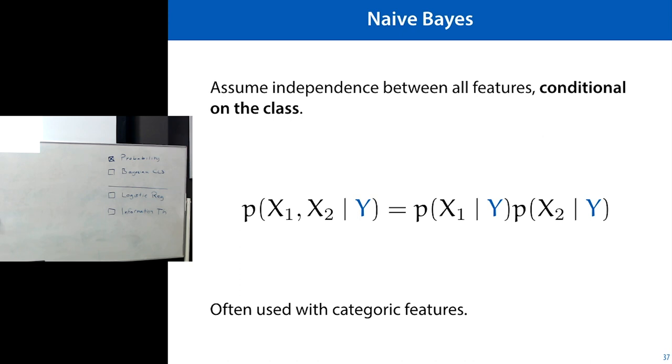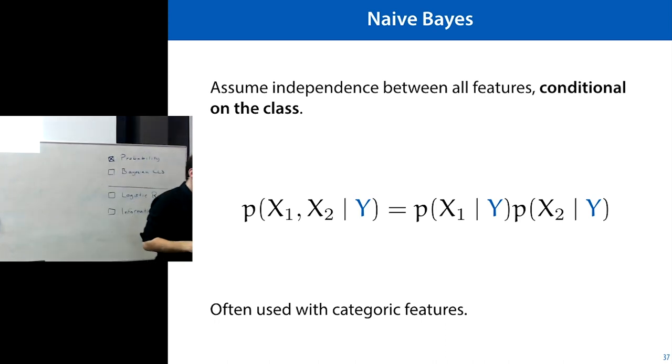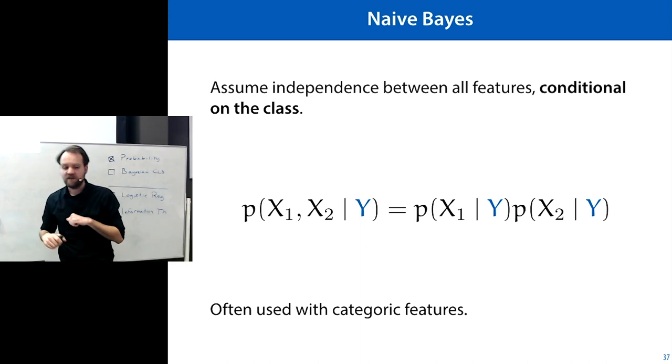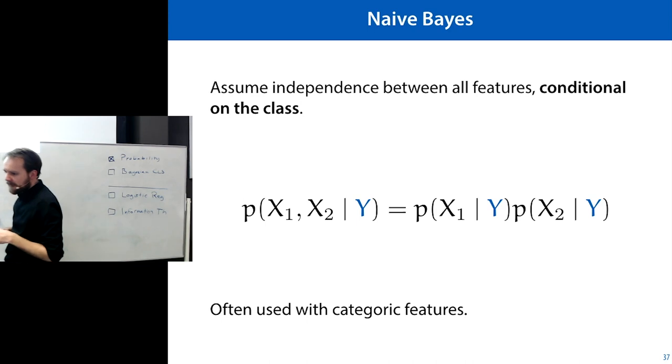And that means that instead of fitting any kind of general multivariate distribution, we can just fit univariate distributions to X1 and X2, and just multiply the probabilities they give us to get this conditional here. This is often used with categoric features, so we'll switch from continuous features to categoric features now. And we'll look at an example of spam classification.